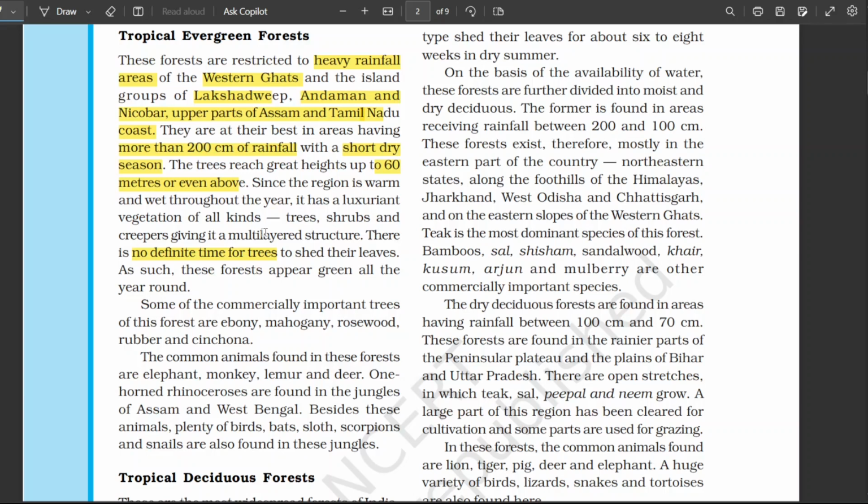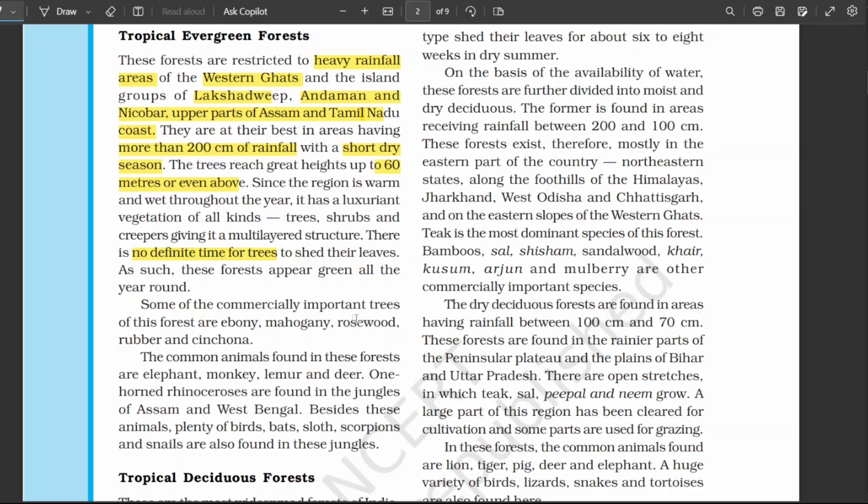बट नो सच सीजन यू कैन फाइंड इन ट्रॉपिकल एवरग्रीन, एंड दैट्स व्हाई द नेम इज एवरग्रीन फॉरेस्ट. एवरग्रीन्स ऑलवेज ग्रीनरी मेंटेन करेंगे, और ऐसा क्यों होगा? As such these forests appear green all the year round. और ऐसा क्यों होता है? Because not all trees have same time of shedding. So trees will shed their leaves, but different trees will shed their leaves at different times. So greenery will be intact of the forest.